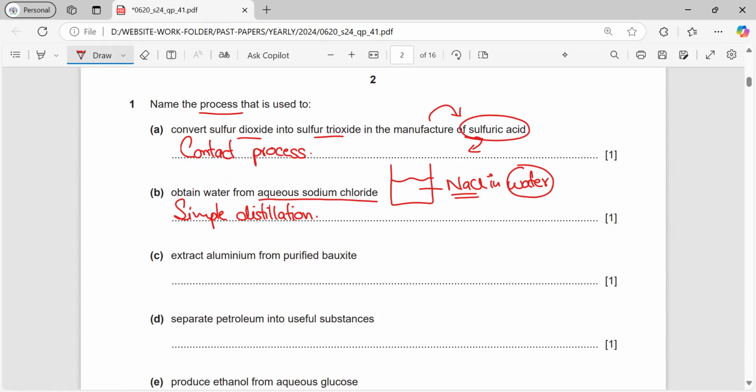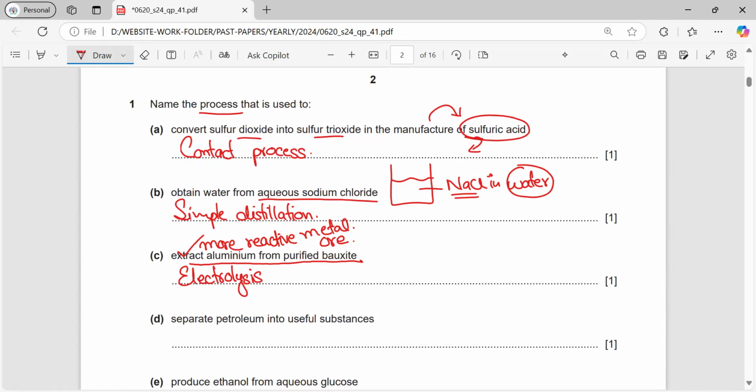Then name the process that is used to extract aluminium from purified bauxite. So, for extraction of aluminium from its ore, bauxite, we will use the process of electrolysis because aluminium is a more reactive metal. And for a more reactive metal, we extract them by passing electricity. The medium reactive metals can be extracted by simple reactions like displacement reaction or reduction by carbon. But the more reactive metals like aluminium can be extracted by electrolysis.